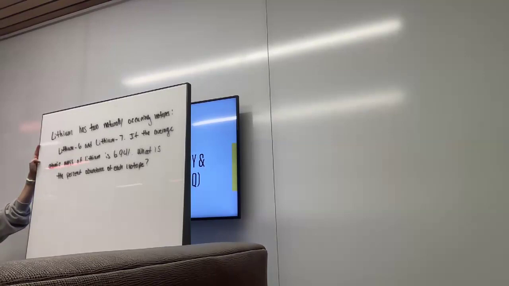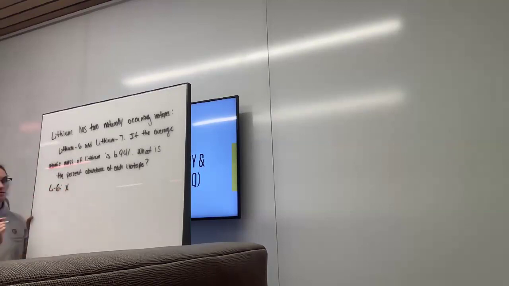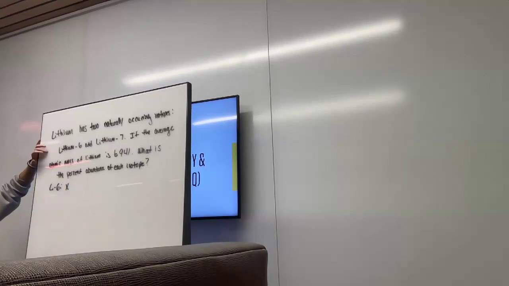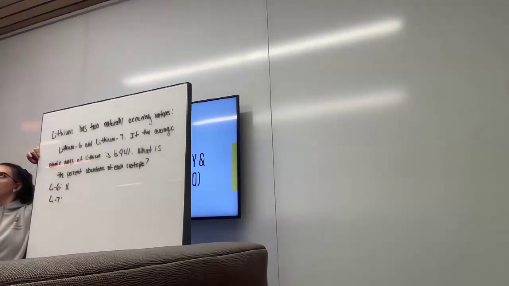Can't you know from the 6.9? We can use that. We don't know directly, right? We just know that 7 is more abundant than 6. So if we're looking at lithium 6, we want to call this X. We'll say that the percent of this is X. So if we only have 2 isotopes available to us, if lithium 6 makes up X percent, what does lithium 7 make up? 1 minus X.